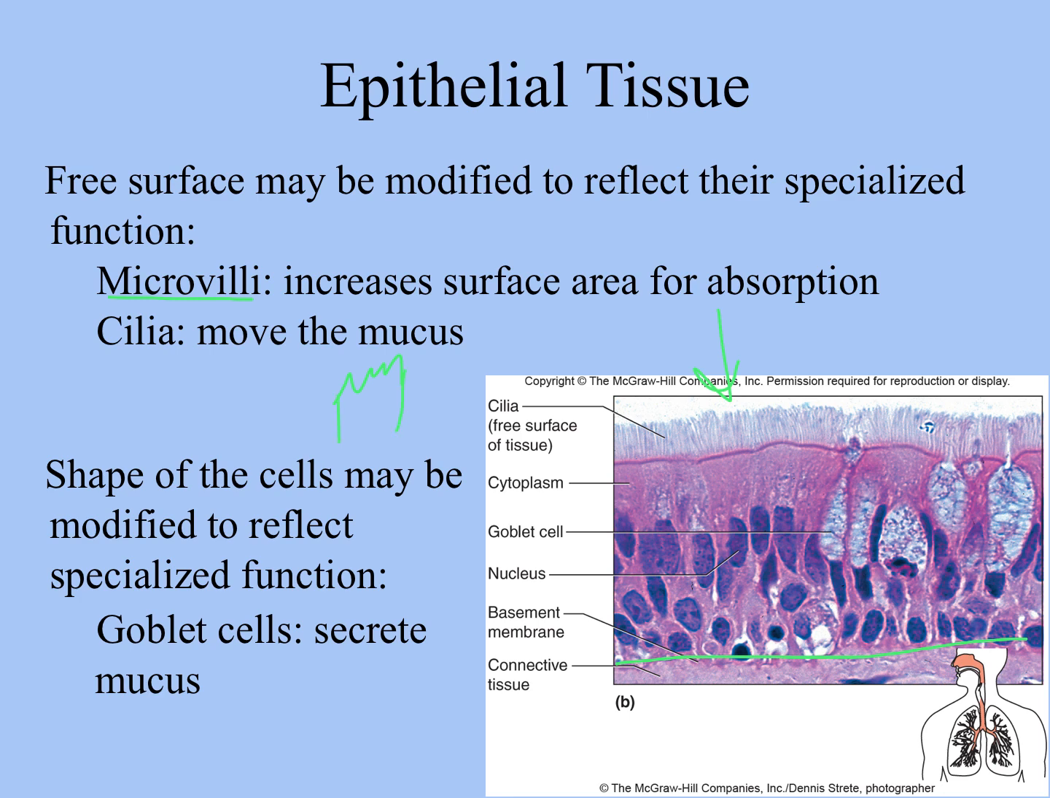finger-like projections on the surface of each individual cell that increase the surface area for absorption, and you'll tend to find these in the epithelial cells of the small intestine. Or they may have cilia on the surface, which are little finger-like projections, slightly different than microvilli, that tend to wave in one direction and will move mucus in a single direction. So in the airways, for example, the mucus can be spit out or swallowed.